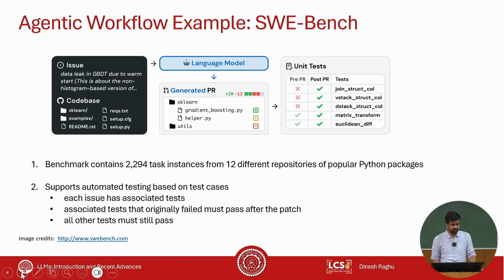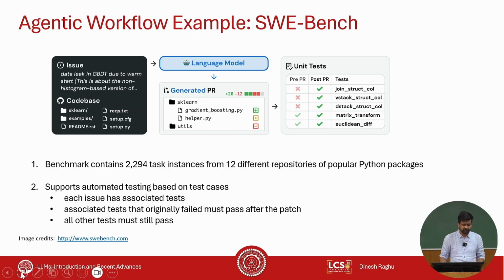One such agentic workflow or task that got extremely popular was something called SWE-bench, the software engineering benchmark. What this benchmark has is that they've crawled 12 different Python-based GitHub repositories, and they did a lot of filtering to identify 2,294 GitHub issues associated with these 12 different repositories.